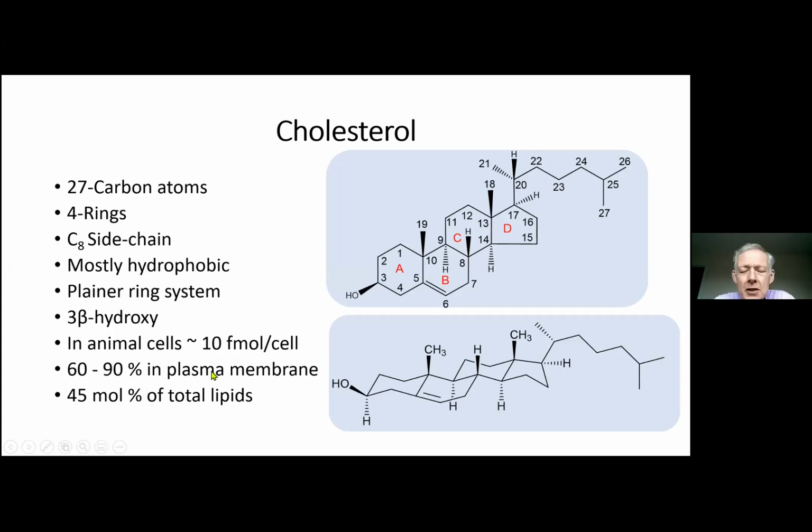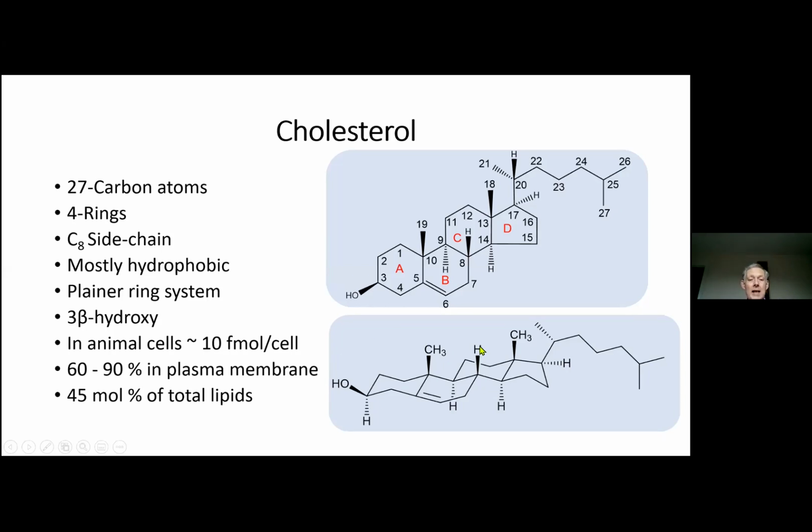So cholesterol is the most important of all the sterols. At the top, I've got the structure of cholesterol. You can see there are 27 carbons, and we number them from left to right. There are 4 rings, the A, B, C, and D rings, and we have a side chain which has 8 carbons in it, a C8 side chain. Cholesterol is a mostly hydrophobic molecule. It's got essentially a planar structure, so the rings are in a plane. However, it's got a 3-beta hydroxy group, which gives us some polarity, and that's pointing upwards.